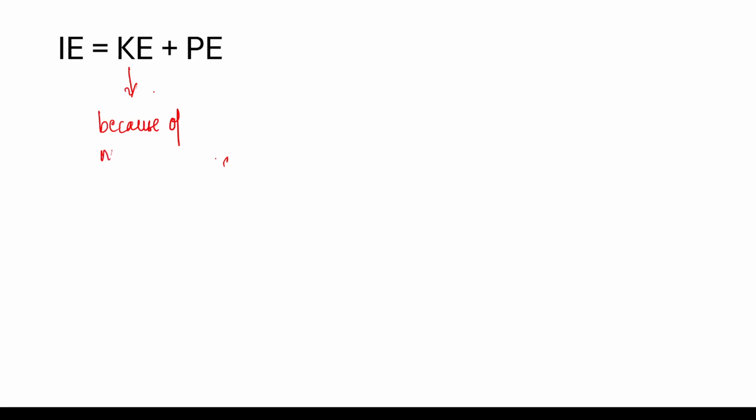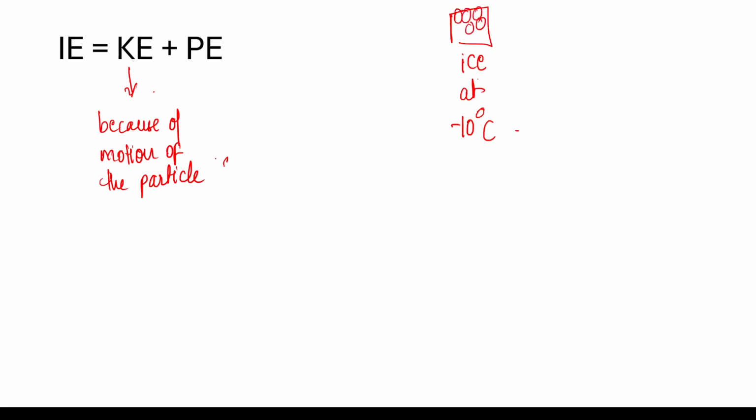So if I'm considering, let's say, a block of ice, I'm taking a block of ice here. This block of ice is at minus 10 degrees Celsius. Now, this block of ice would have particles closely packed to each other. Why are these particles closely packed? Because of the intermolecular attraction, and they are vibrating at their own place. So they have KE because of motion and PE because of intermolecular forces.